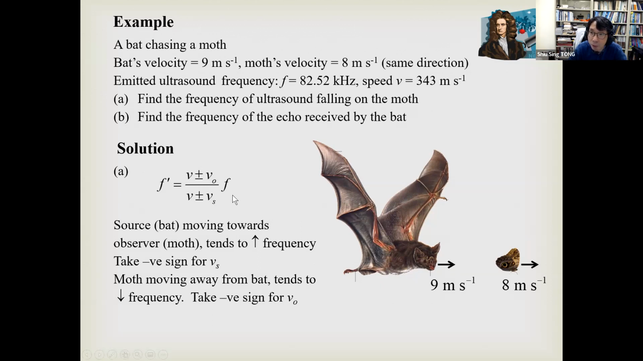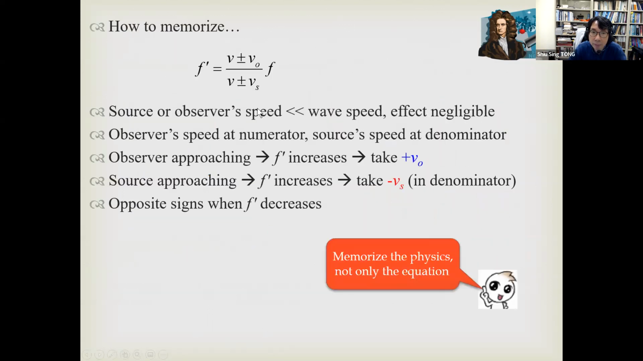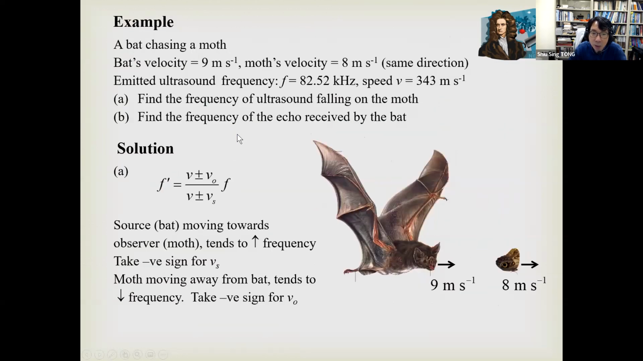We go back to this formula. Now, the bat is moving towards the moth, and the bat is the source, right? So the frequency will be increased by that. According to this formula, what should we take? The source is moving now, and I want to make f prime larger. So I should take the negative sign, because the negative sign will decrease the denominator, and that makes the whole factor larger. So I should take a negative sign for Vs.